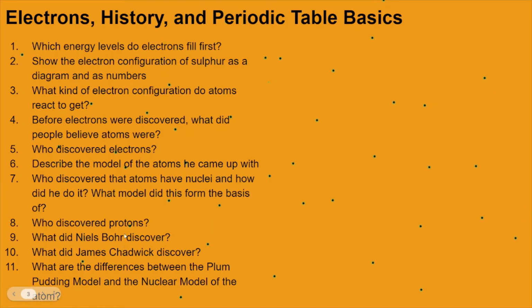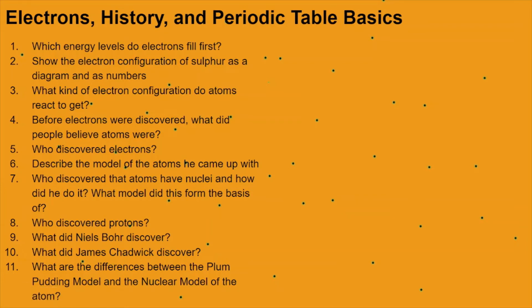Niels Bohr worked on this nuclear model even further. He refined it and said that instead of clouds of electrons, as we have just covered, electrons are arranged in electron shells, a fixed distance from the nuclei. James Chadwick experimented further, and he discovered that there had to be neutral particles inside of the nuclei, and he called them neutrons. So James Chadwick discovered neutrons.